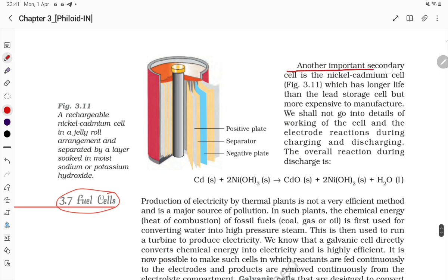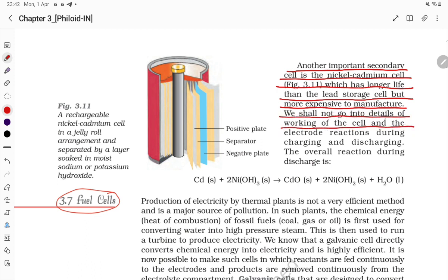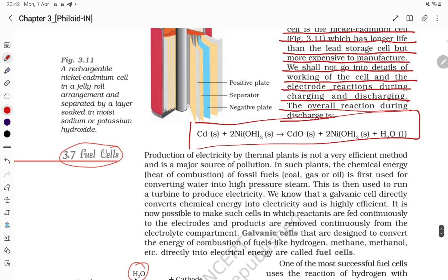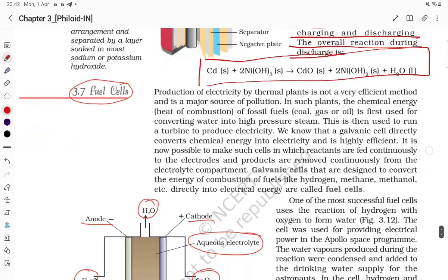Another important secondary cell is the nickel cadmium cell, which has a longer life than the lead storage cell but is more expensive to manufacture. We shall not go into detail of the working of this cell and the electrode reactions during charging and discharging. The overall reaction is: cadmium plus 2Ni(OH)3 gives CdO plus 2Ni(OH)2 plus H2O.